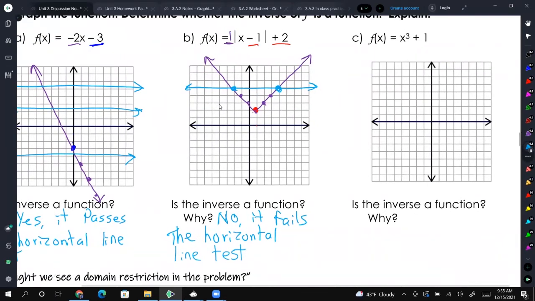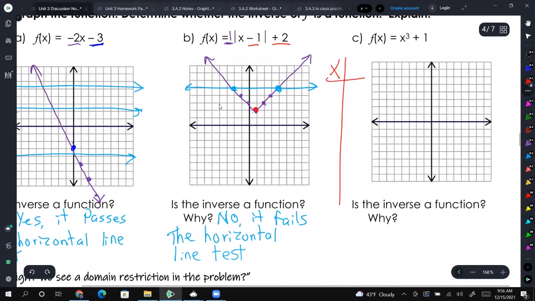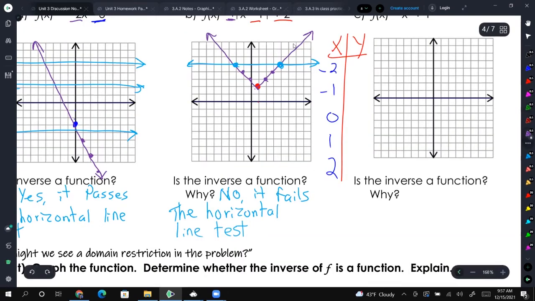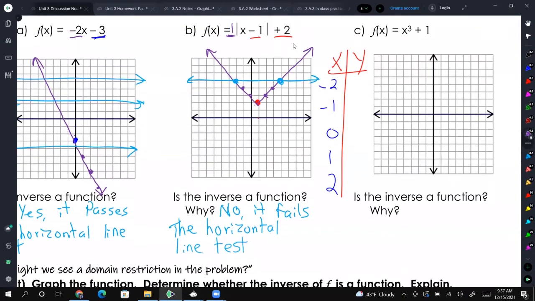Now with letter C, you may be looking at that equation saying, I have no idea how to graph that. Well, if you don't know how to graph something, you can always make a table of values. You can plug in x, get a y out, and plot that point. So let's do that. Let's plot some points. So our table of values, -2, -1, 0, 1, and 2, we can plug those in to find our y value. So I have my calculator out.